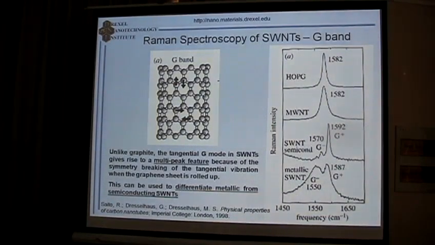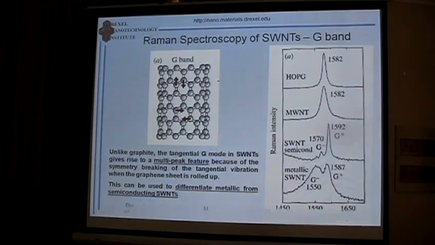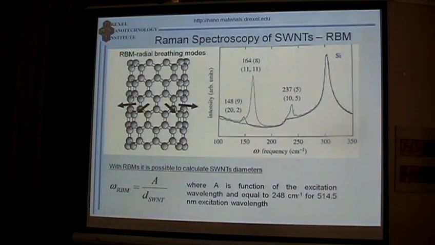Moreover, metallic tubes will have a much stronger component at lower wave number, which is often marked G minus. It means lower frequency, lower wave number, or G plus, which is a higher wave number here. So this is convenient because you can differentiate between the samples containing primarily semiconducting and primarily metallic nanotubes by doing these things here, but clearly it makes the pattern more complicated here.